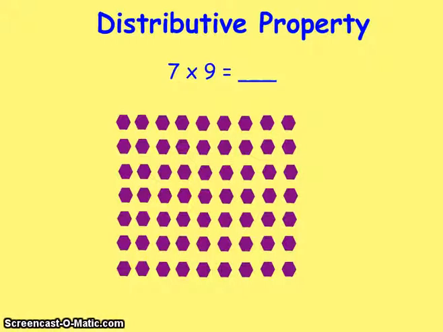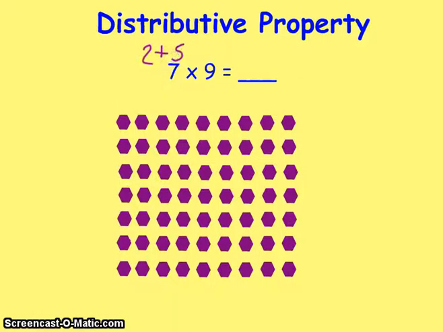This might be a good time to pause the video so that you can try to use the property along with me. I'm going to look at 7 times 9, and I can choose either 7 or 9 to break into two easier facts. Because I like to multiply with 1, 2, 5, or 10 because they're easy for me, I see that 7 could be broken into 2 plus 5.